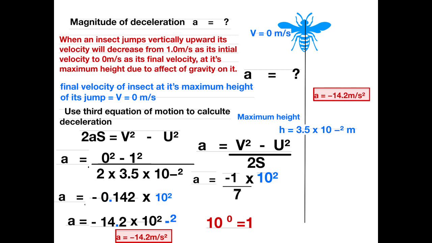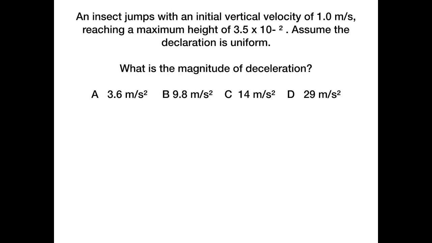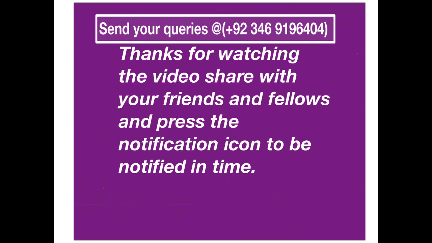All right, so this is the deceleration. Of course you can write a, but the negative sign shows that this is the deceleration, which is 14.2 meter per second squared. Let's see the options now. Yes, we are given option C as the correct option, which is 14.2, but they have given us just 14 meter per second squared.